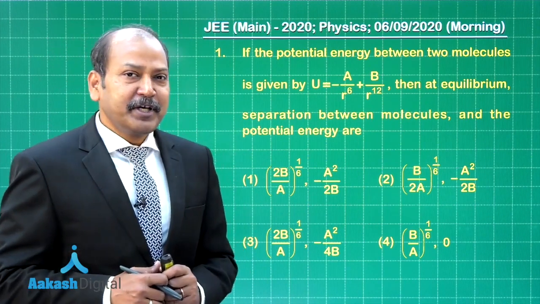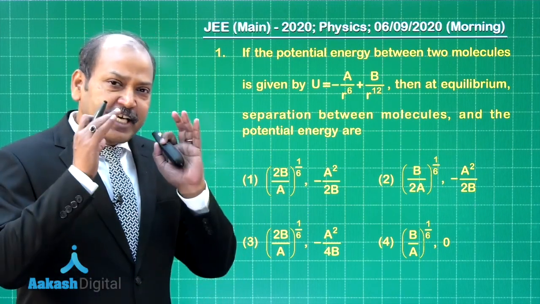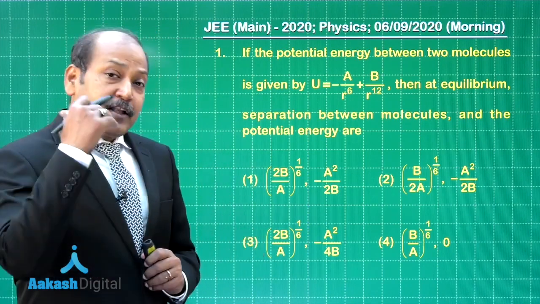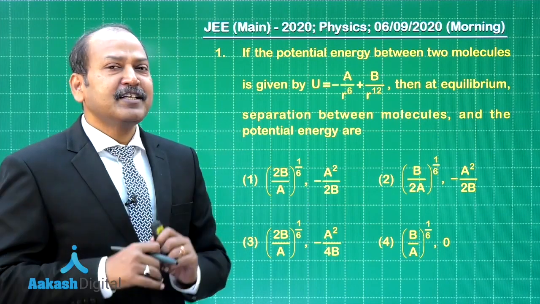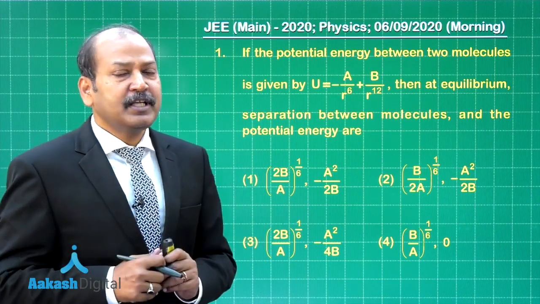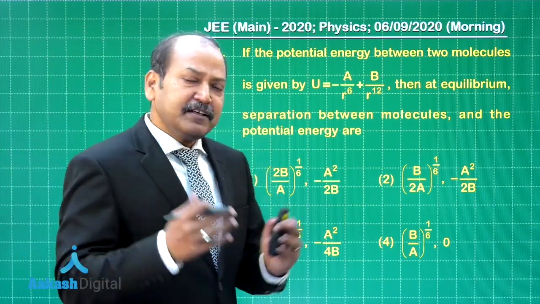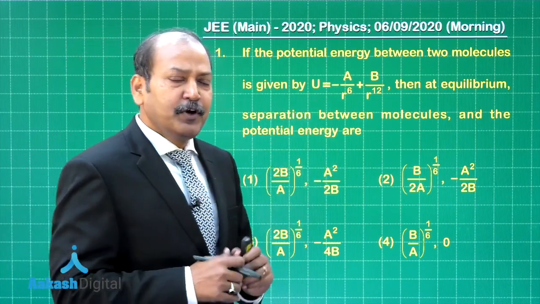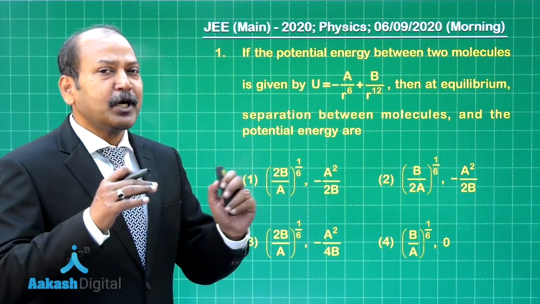Clearly, the question is from the topic work, energy and power, and in fact, it is related to the expression for U as a function of the separation between two particles. The expression for force in fact is minus dU by dr. So, for finding the separation in equilibrium, we put dU by dr as 0, because that will make sure that the force between the molecules is 0. And after doing that, the value of r that we get, we can put in the expression for U and find the potential energy with that separation between the molecules.